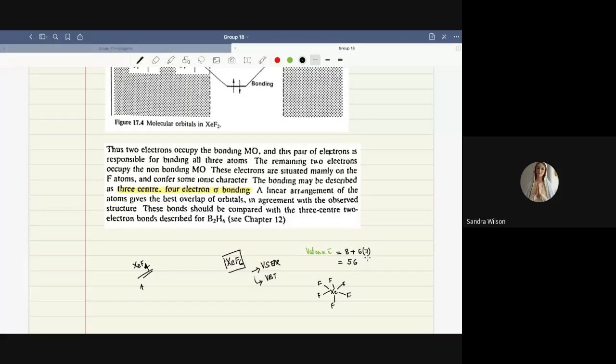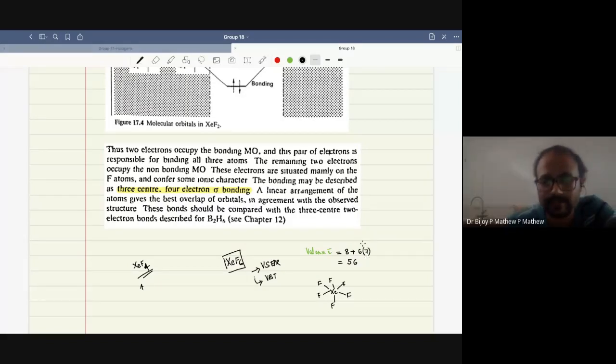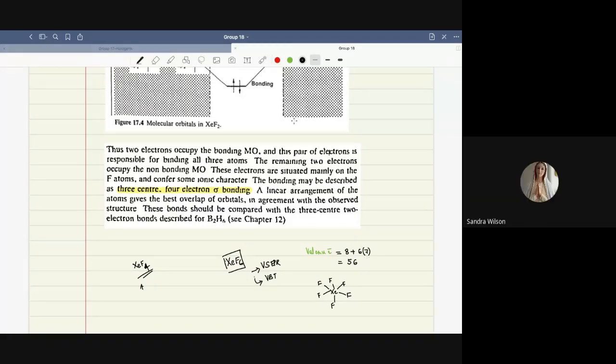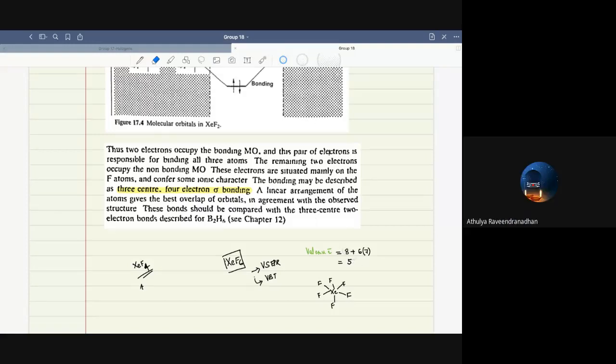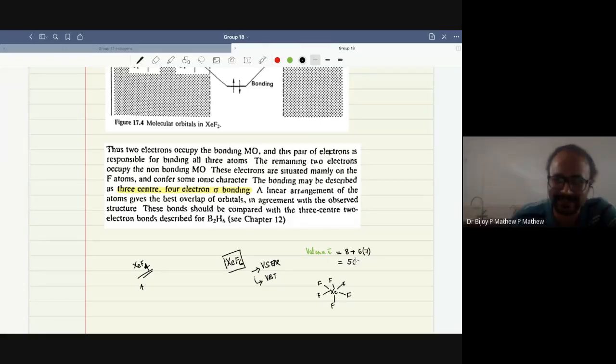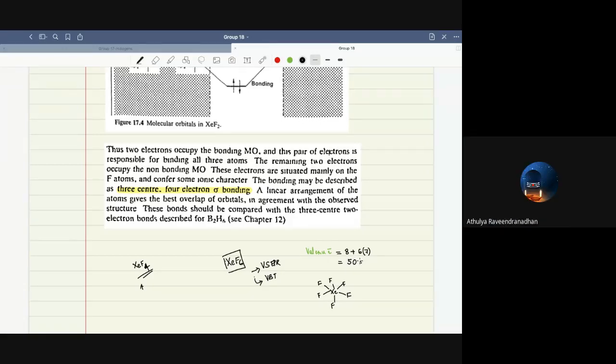Sir, can you make a correction? Yeah, tell me. Sir, 8 plus 6 into 7 is equal to 50, isn't it? 50, sorry. See, I'm also not good at mathematics. Thank you for correcting me, Amber. Sorry, sir, it's my mistake. No, it's okay. Even my mistake also, because I should have known the addition.